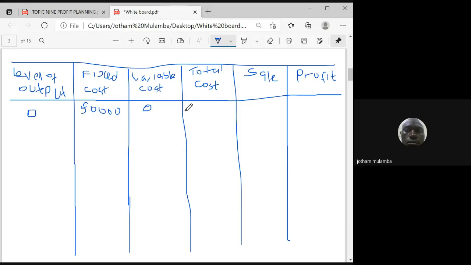So under total cost, you write here 50K. Let's go to sales. Who has seen the selling price per unit? How much is selling price per unit? $20, yes. Now, if the selling price is 20 and you have produced 0 units, how much are you going to get from sales? 20 times 0. 0, thank you.